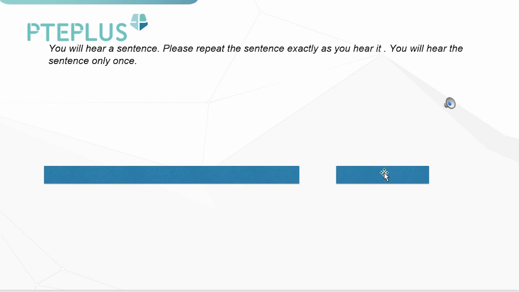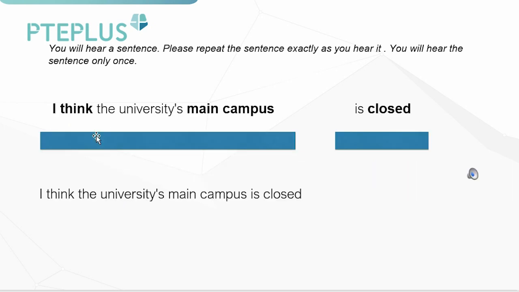The ending is closed. So the ending is quite simple, right? Because it's quite short and it's fresh in our memory. Is closed. So the sentence is actually quite simple. I think the something is closed. So here we've got the answer. I think the university's main campus is closed.